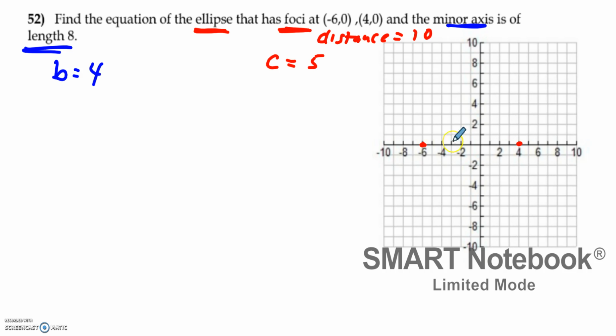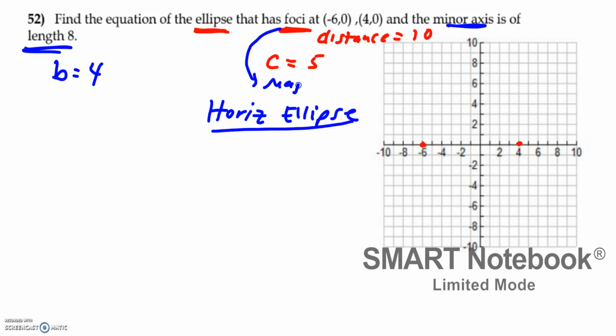I also know, because these foci are related horizontally, that this must be a horizontal ellipse, because the foci are always on your major axis, and the major axis determines what type of ellipse it is. So because they're related horizontally, the foci must be on the major axis, which must be the x-axis, which means it's a horizontal ellipse.